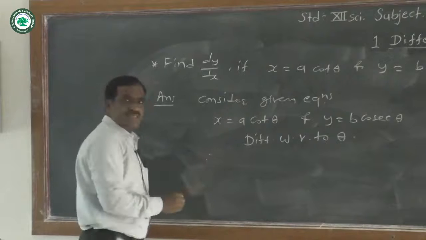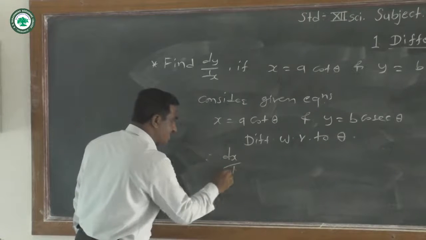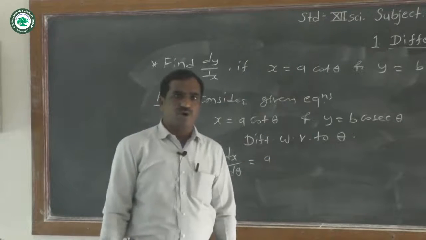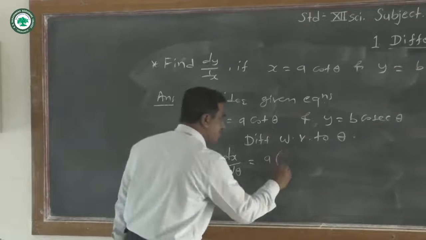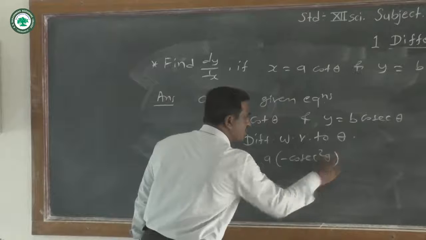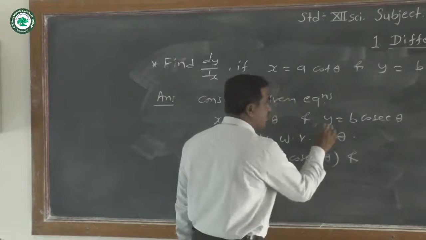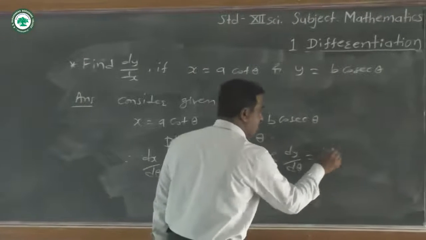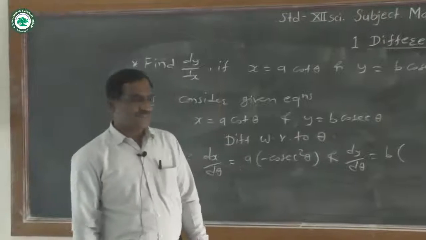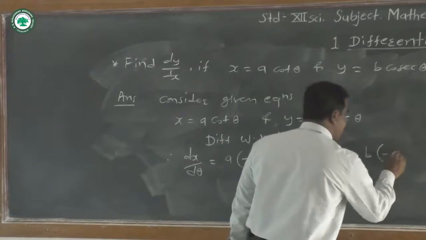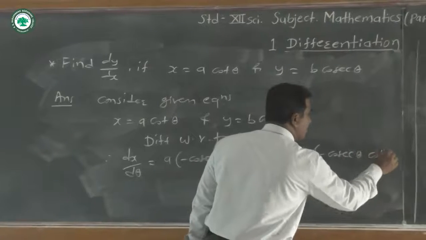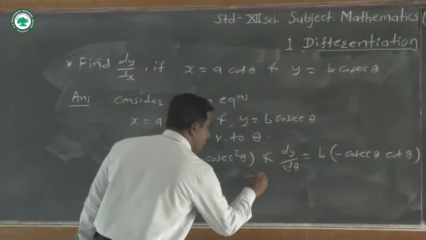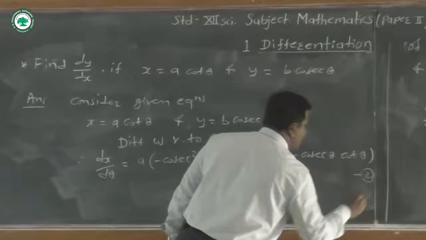Therefore, derivative of x is dx by d theta equal to a, a is a constant term, keep as it is, and derivative of cot theta with respect to theta is minus cosec square theta, and derivative of y, dy by d theta equal to b as it is. Derivative of cosec theta with respect to theta is minus cosec theta into cot theta. Say this as equation number first and this as equation number second.